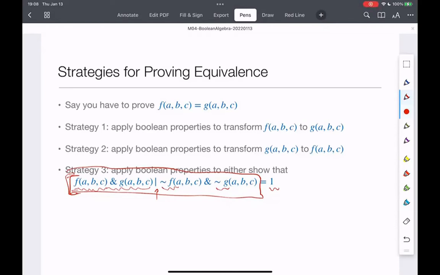Let's imagine f and g were not equal. That means that there would be some value of ABC where f would be 0 and g would be 1, or vice versa, f would be 1 and g would be 0. And in that case, both parts, both the left part of the OR and the right part of the OR would be 0, and the output would be 0 in that case. Any questions on this one?